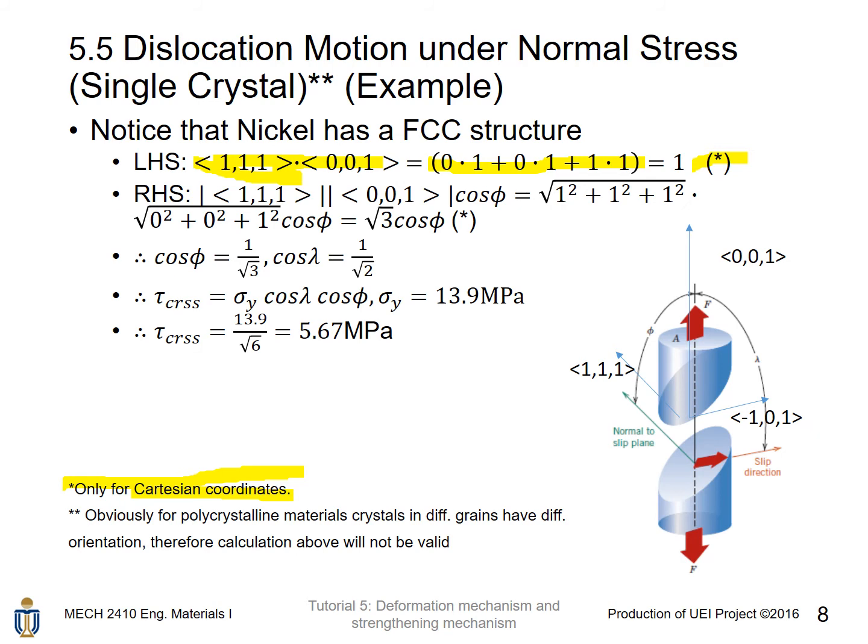You should have learned it in multivariable calculus. Basically, we can find the cosine of the angle between the 1 1 1 vector and the 0 0 1 vector, which is this term. We find this cosine term is equal to this value, and this cosine term stands for the angle here. We just plug in the values, as we have already been given this value and we have found this value and this value. That's why we can directly find the critical resolved shear stress, and it is quite simple.